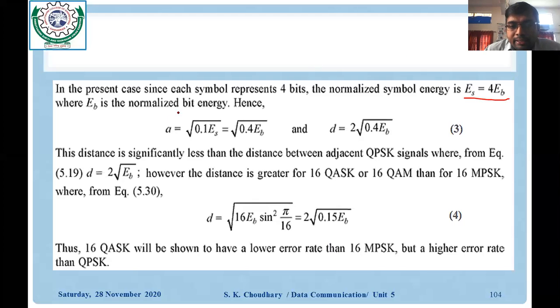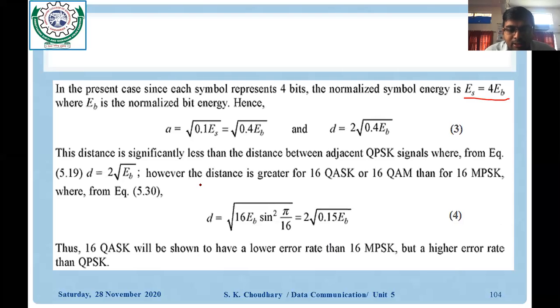Hence, you can write A as the square root of 0.1 ES, which is the square root of 0.4 EB, and the distance is given accordingly. That is again rewritten here. This distance is significantly less than the distance between the adjacent points in QPSK modulation, where D is equal to 2 square root of EB. However, the distance is greater than that of 16 MPSK. So you can see that the distance of 16 QASK is less than QPSK but greater than 16 MPSK.